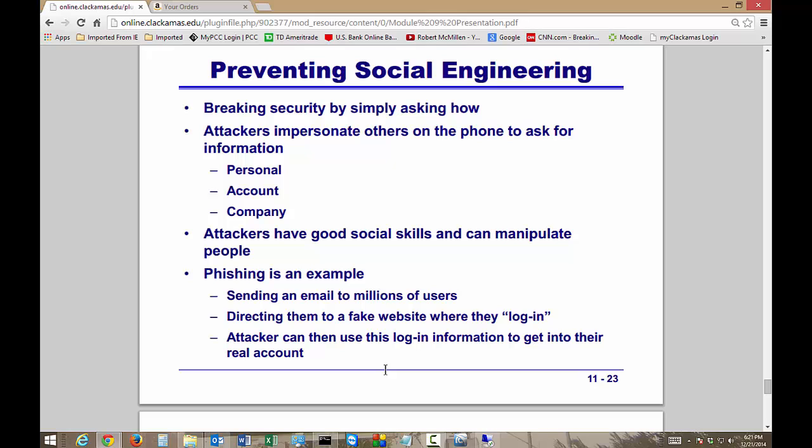Another example is phishing, usually sent by email to millions of users, directing them to a fake website where they log in. So they might see a Bank of America website, for instance. It looks just like the real one, they put their username and password in it, and the attacker goes in and logs into the real Bank of America site and empties their bank account.